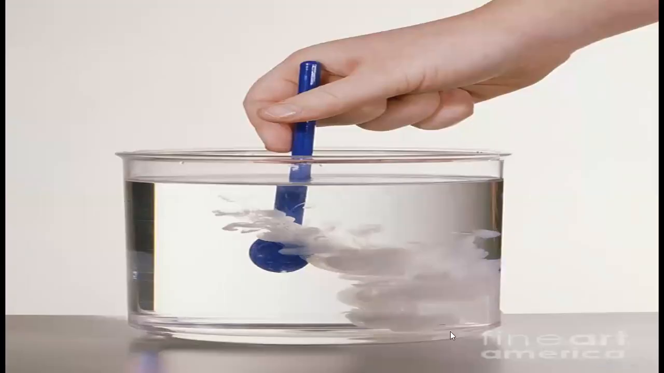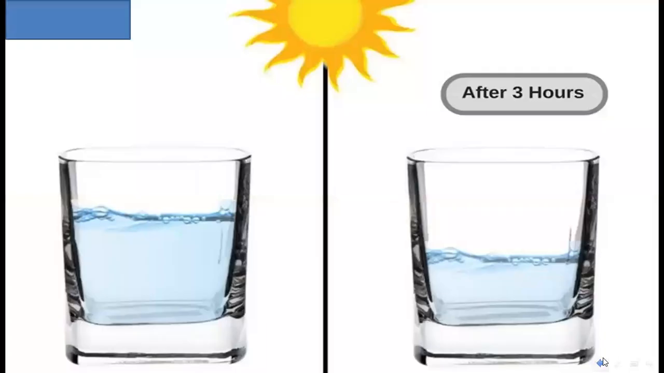Here you make a salt solution. After this you place the solution under or near the sun. Then after 3 hours you observe that half of the water has evaporated. So this process is called evaporation. The water is heated by the sun, and after 3 hours half of the water has evaporated.